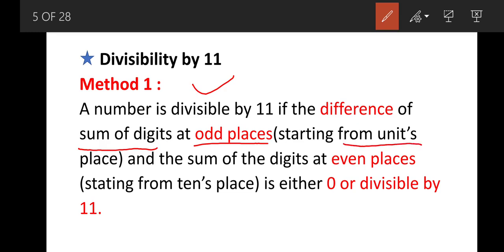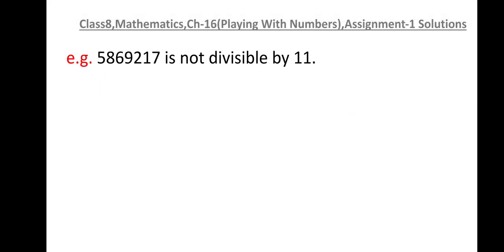You are supposed to start taking the sum of the digits starting from units place, and the sum of the digits at even places starting from tens place. If the difference is either 0 or divisible by 11, then we will say that the number is divisible by 11. Let us understand this with the help of an example.